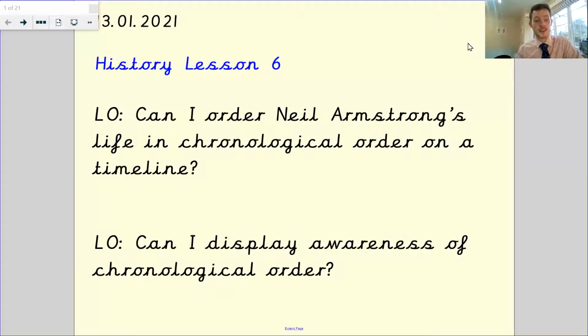This is your history lesson for today. It's the 13th of the 1st, 2021. Your learning objective is, can I order Neil Armstrong's life in chronological order on a timeline? And the second objective that we're working towards is, can I display awareness of chronological order? So that's understanding of what it means now.